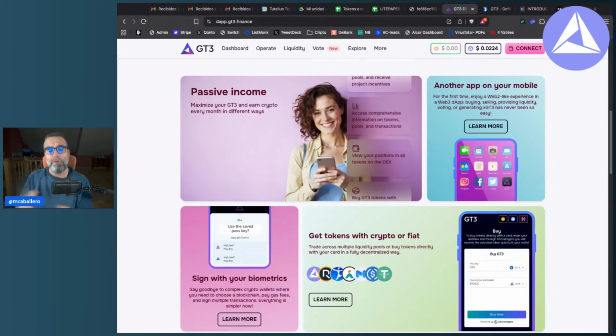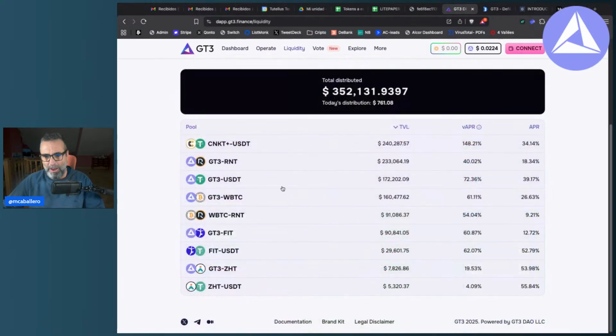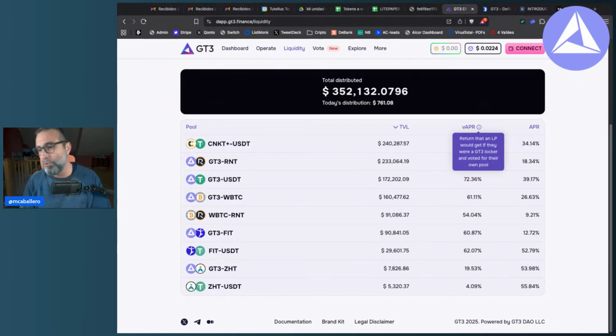But this is the typical model you can earn money in a DEX. In GT3, of course, you have this model because you can add liquidity to any kind of pool. We have these pools now, and here you have the APR. But you can also earn money in a different way. As you can see here in this column, the VAPR is an extra reward you can get if you are also a GT3 locker. This is the main difference of GT3 with respect to other DEXs.